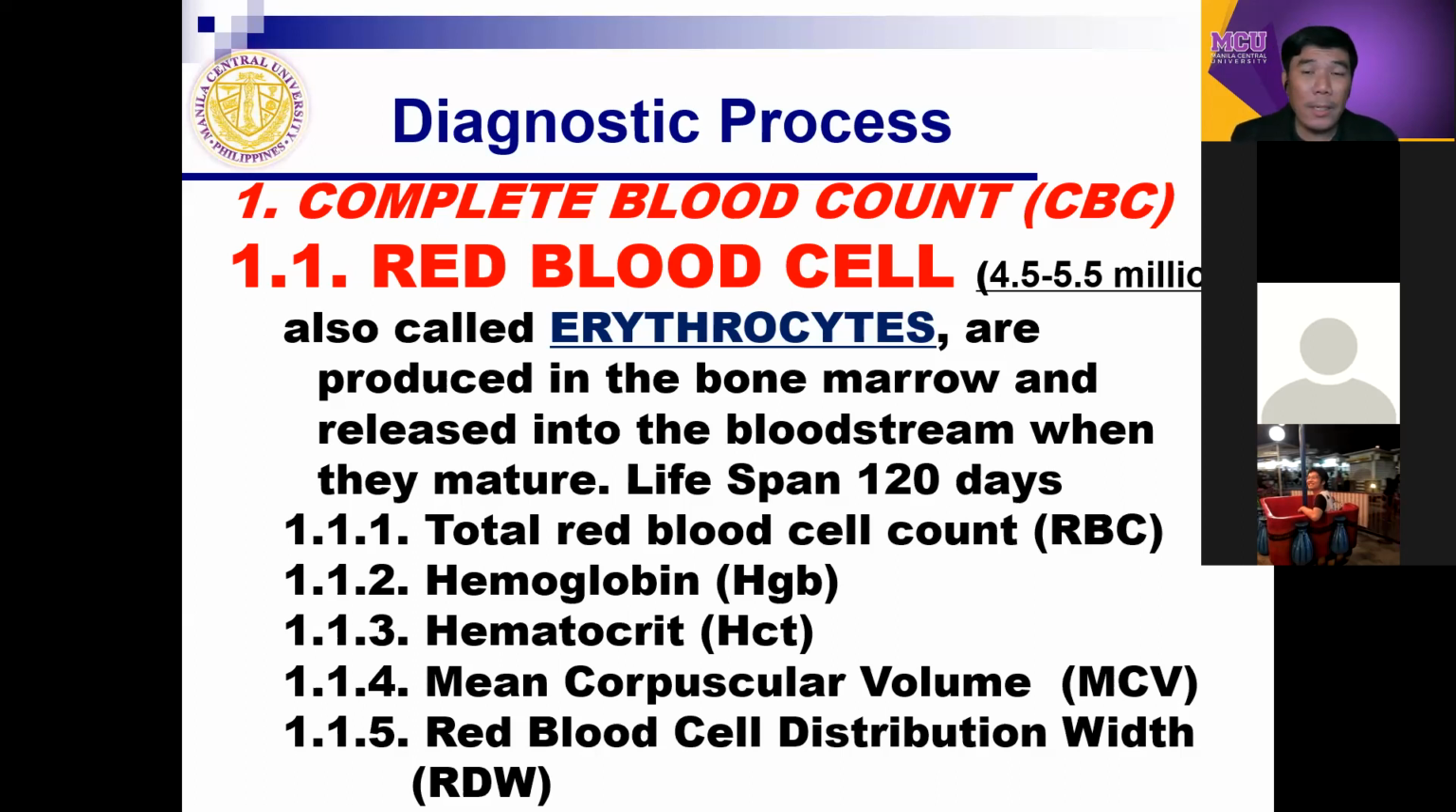Now, what are the components of evaluation for red blood cell? The reference po natin for red blood cell ay 4.5 to 5.5 million. Okay? So later on, how about if the result is less than 4.5, and how about if the result is higher than 5.5? So later on, we will have those interpretations. So we may have the total red blood cell count, hemoglobin, hematocrit, mean corpuscular volume, and red blood cell distribution width. Okay, I stand corrected. It's not RBC differential width. It's red blood cell distribution width, or RDW.